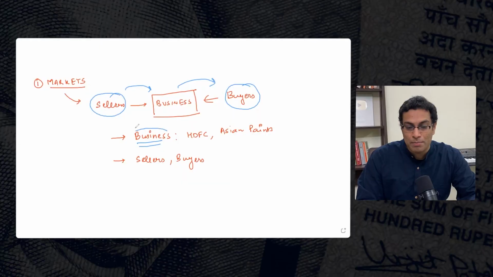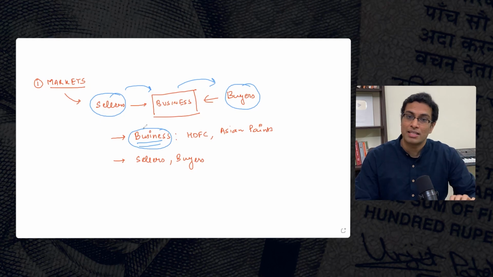Now, is this the only avenue for ITC or HUL to raise money? The answer is no. They can also do bond operations. They can launch their own corporate bonds and there they will have to go to where? They will have to go to the bond market, not the stock market. So I hope this basic concept is clear as to why businesses want to list themselves in the market.